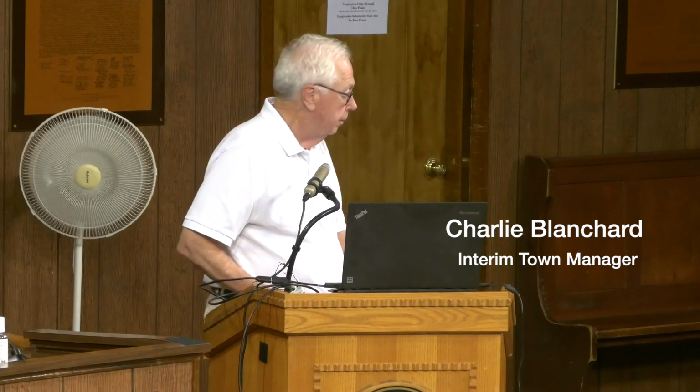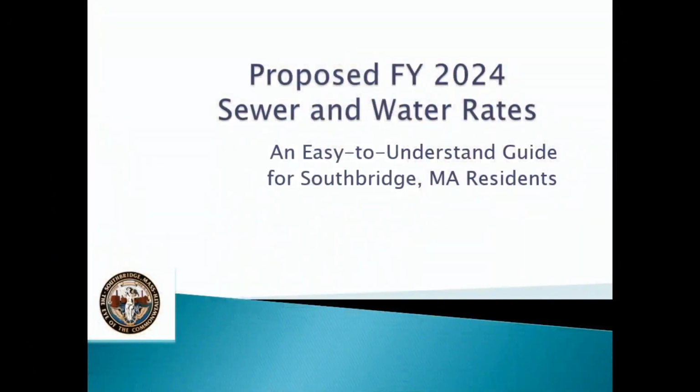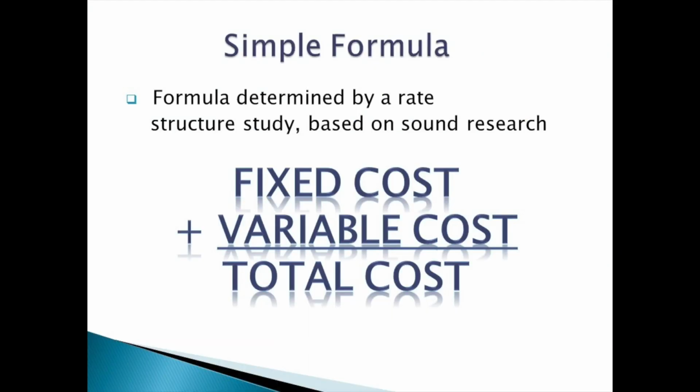And what I'm going to use here is a PowerPoint presentation, very similar, in fact, it's the same one that was presented for the past several years by the former town manager. It's been titled An Easy to Understand Guide for Southbridge, Mass residents on how the rates are determined. So it's basically a simple formula. The formula is determined by a rate structure study based on research, but it contains fixed costs and variable costs to become the total cost that'll go into the water and sewer rates.